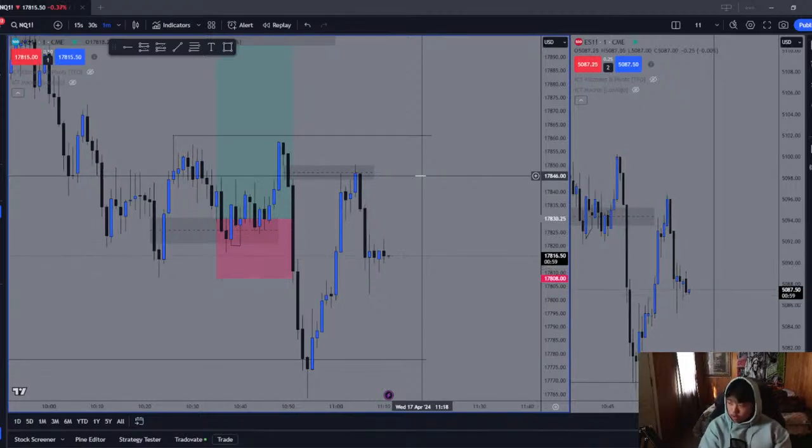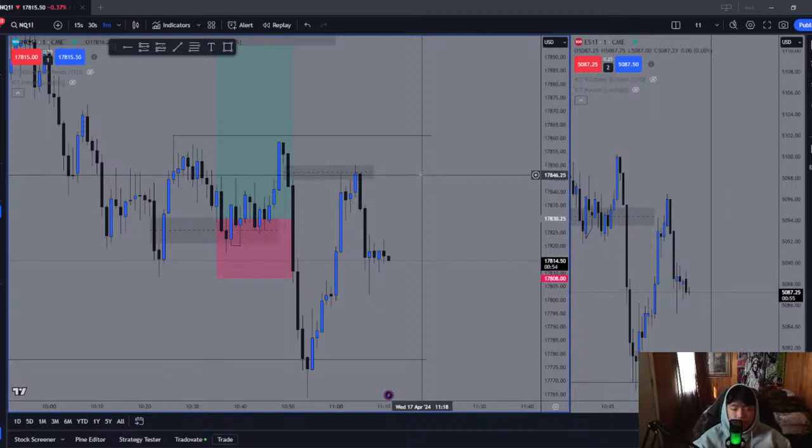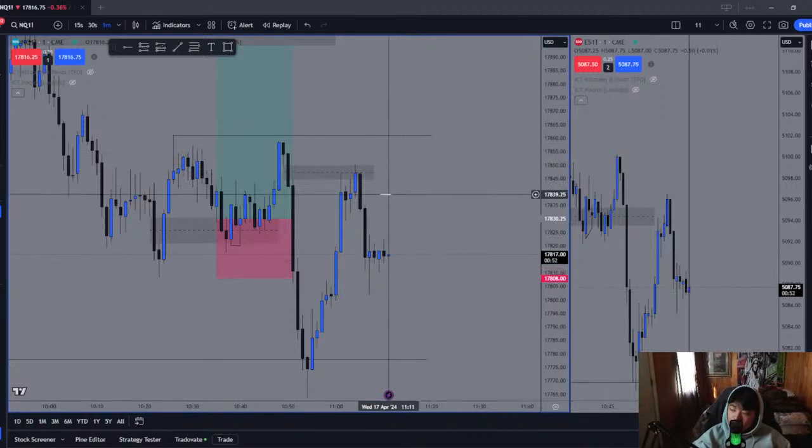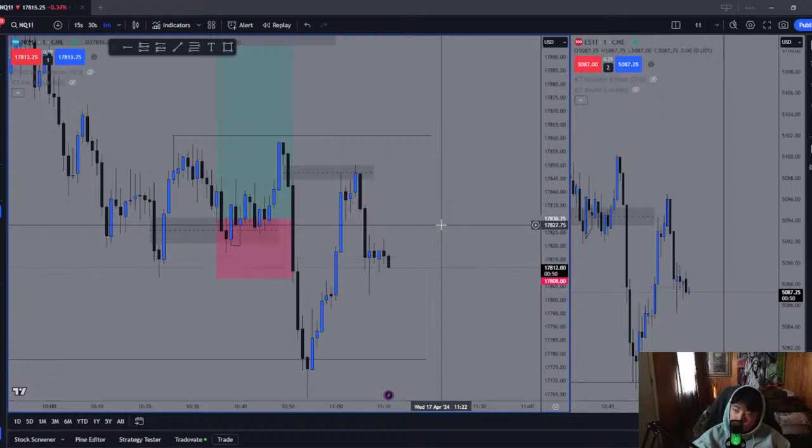What broker and app do you use? I use TradingView to trade, and I use Tradovate to trade. But yeah, the broker is Tradovate, and the app I use is TradingView.